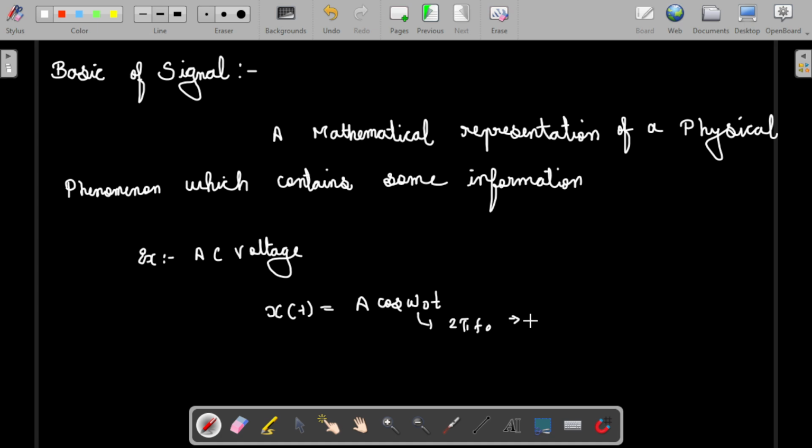So this is the frequency. Frequency means how many times over a period of time the signal changes. That is what frequency indicates. I will explain everything. And this is the amplitude.